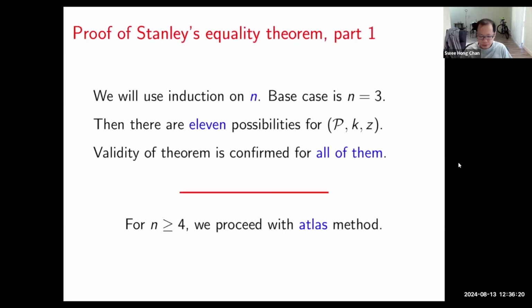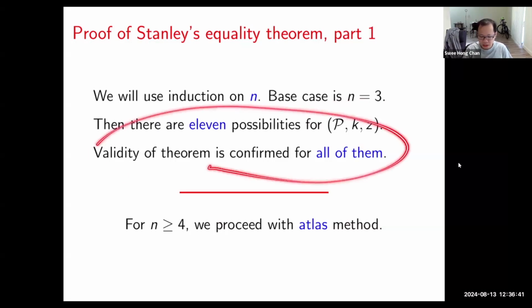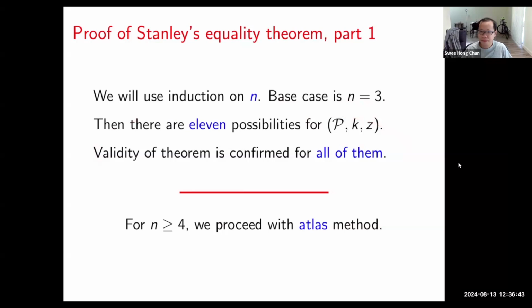Okay. And to prove this, we'll use induction on n. Again, the base case is n equal to 3. In this case, I checked, there are 11 possibilities for this theorem. And 11 cases is not a lot. It can be checked by hand. You can check that it's confirmed for all of them. And now, for the case n greater than or equal to 4, we'll use the Atlas method to prove this.